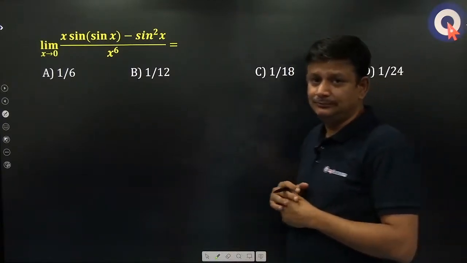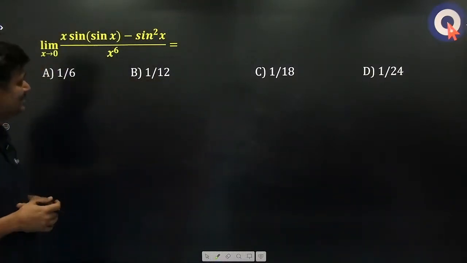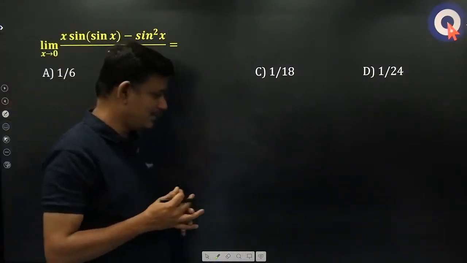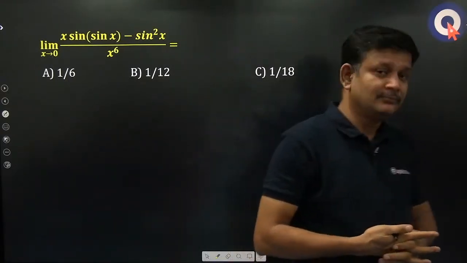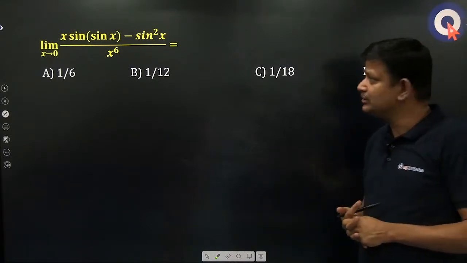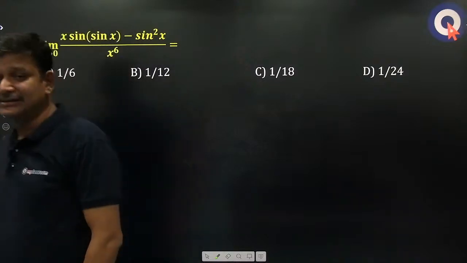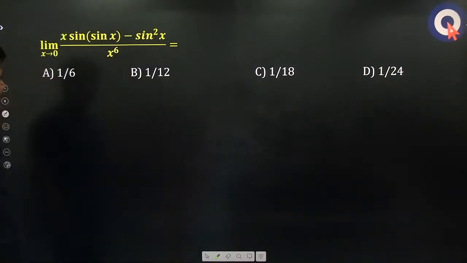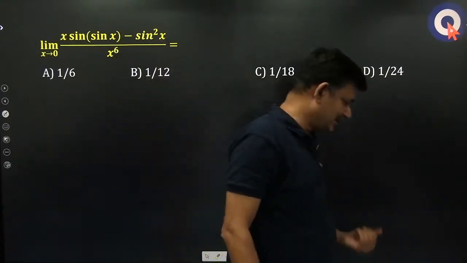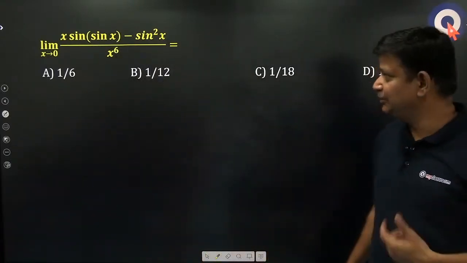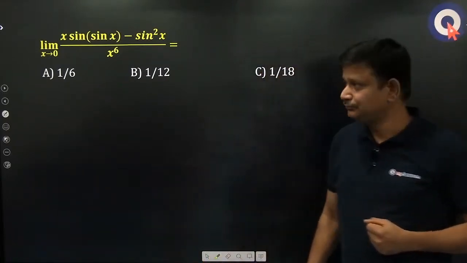limit x tending to 0, x into sine of sin x minus sine square x divided by x power 6. What is the question? Limit x tending to 0, x into sine of sin x minus sine square x divided by x power 6. Now here, is it necessary to discuss RHL and LHL separately?